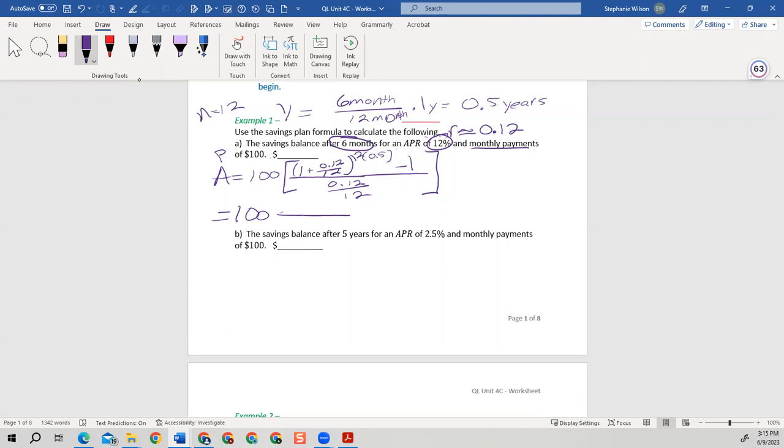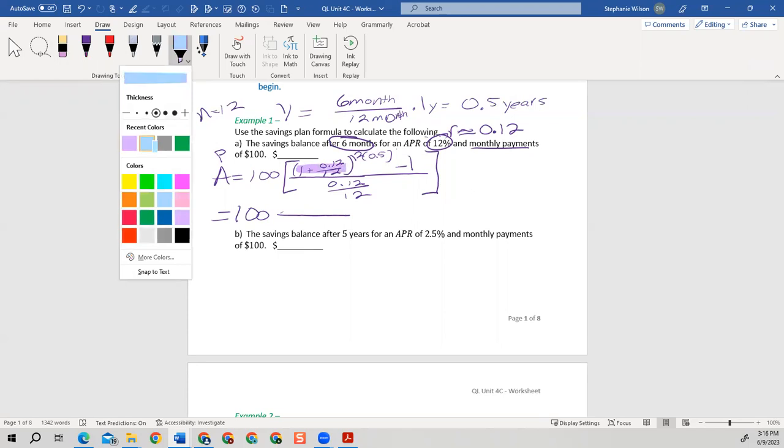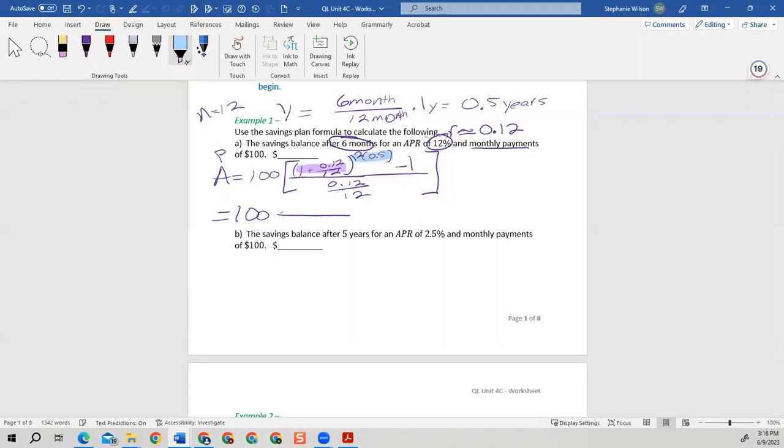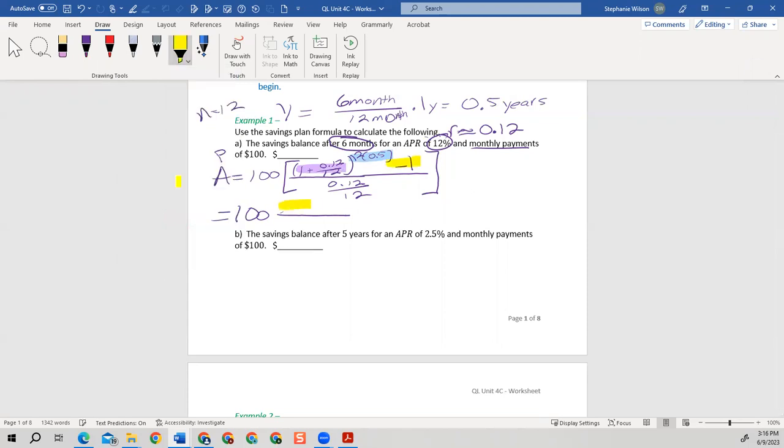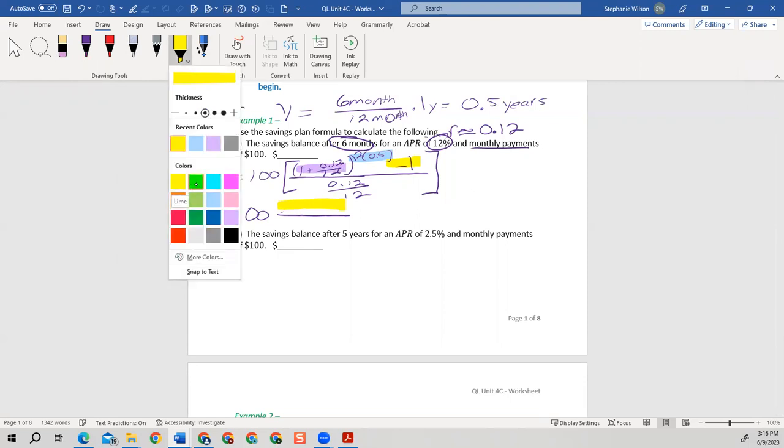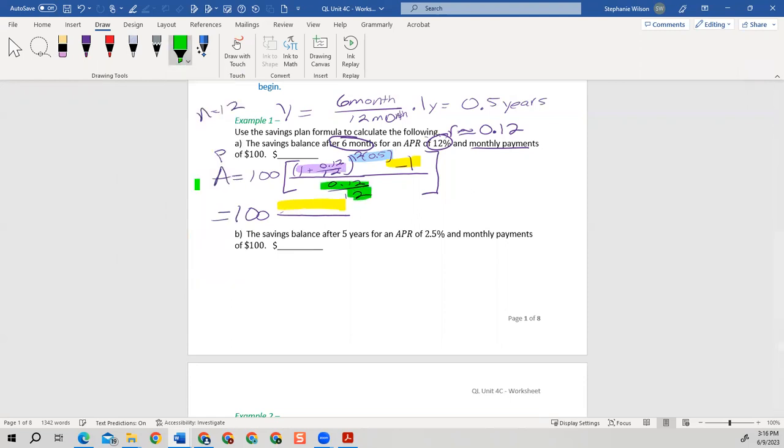So now let me tell you what I'm working on first. I'm computing this here first. First I want to do this part. Second, I'm going to raise it to this power. Third, I'm going to subtract 1, and that's what I'm going to put right here. And then fourth, I will do the denominator and put it here. Okay, and that's how I'm going to do it.